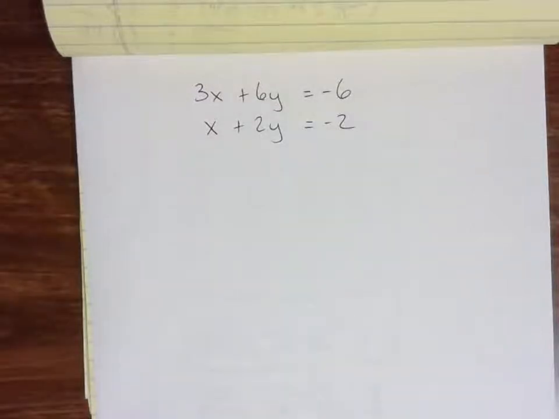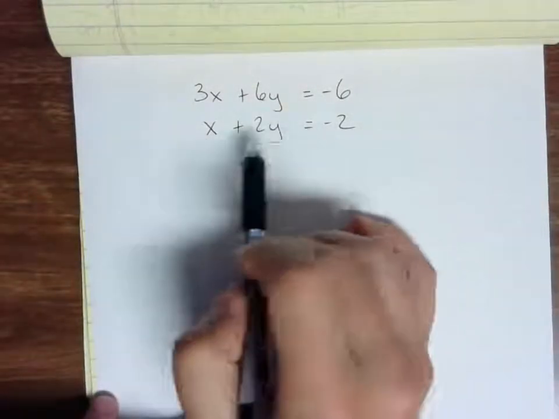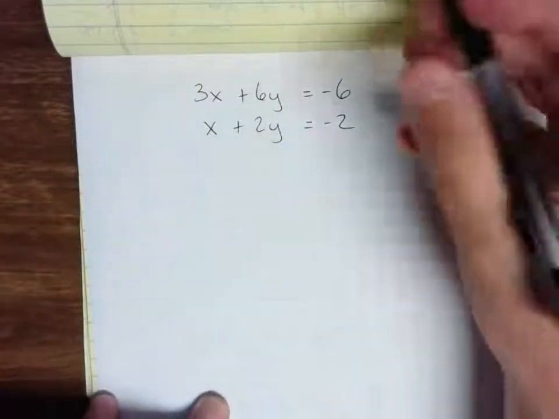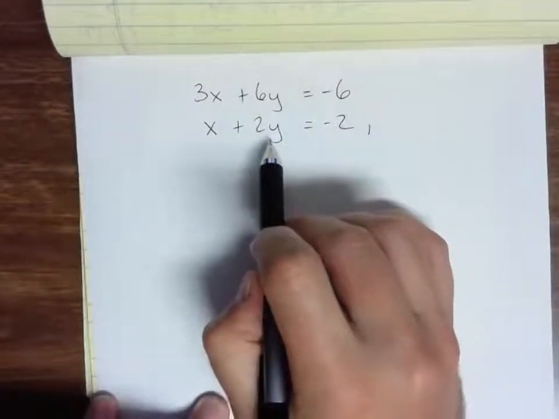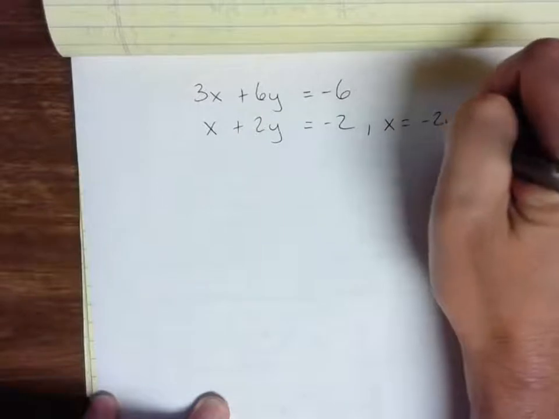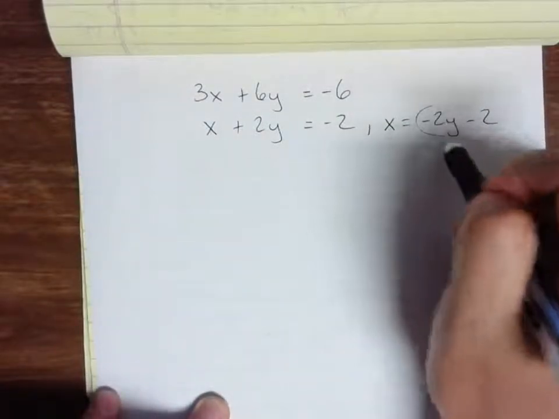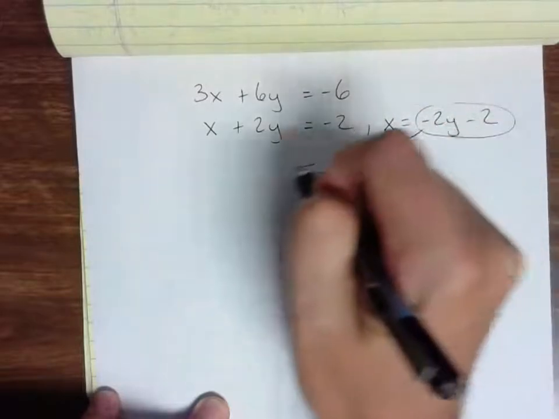Alright, here's our third and final example from our solving systems of equations with substitution. So we've got another linear system in front of us. The second equation looks like it sets up nicely. Let's isolate the x. So if I subtract my 2y over, we'll get x equals negative 2y minus 2. Not too bad. And now, like we've done previously, let's substitute that in.